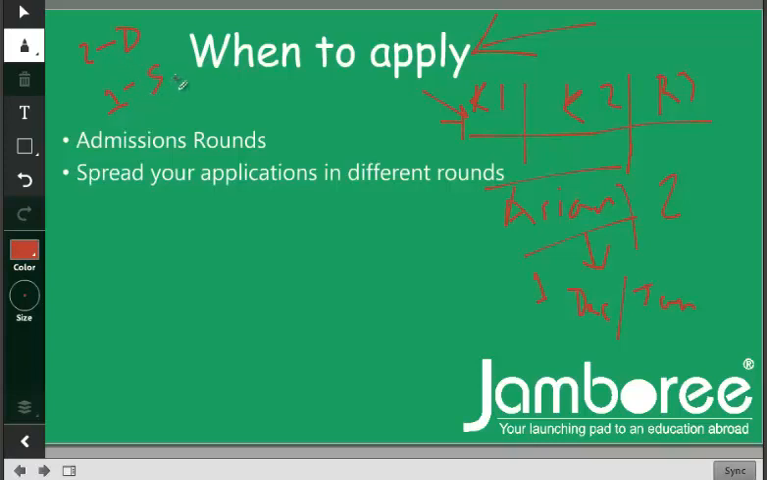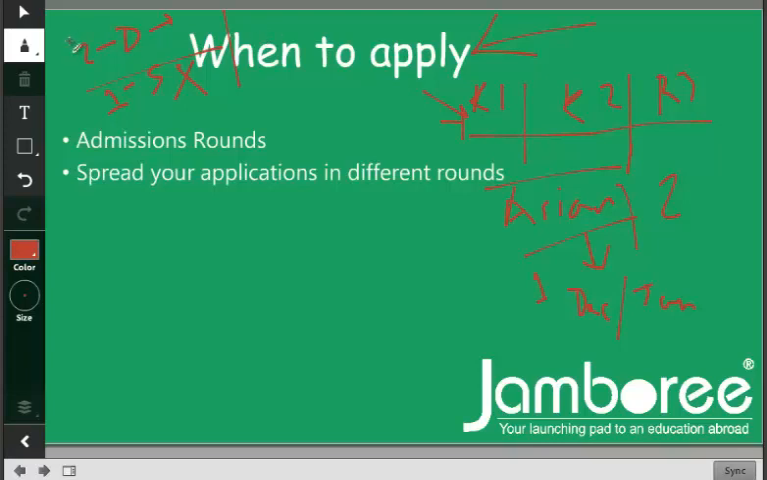So now, if you get an interview call from your dream university, then in the second round, you can be a little more ambitious. You can apply to even more dream colleges, right? On the other hand, if you get a rejection from a safety college itself in round one, then in round two, change your list of universities. You might then probably want to be a little less ambitious in round two.